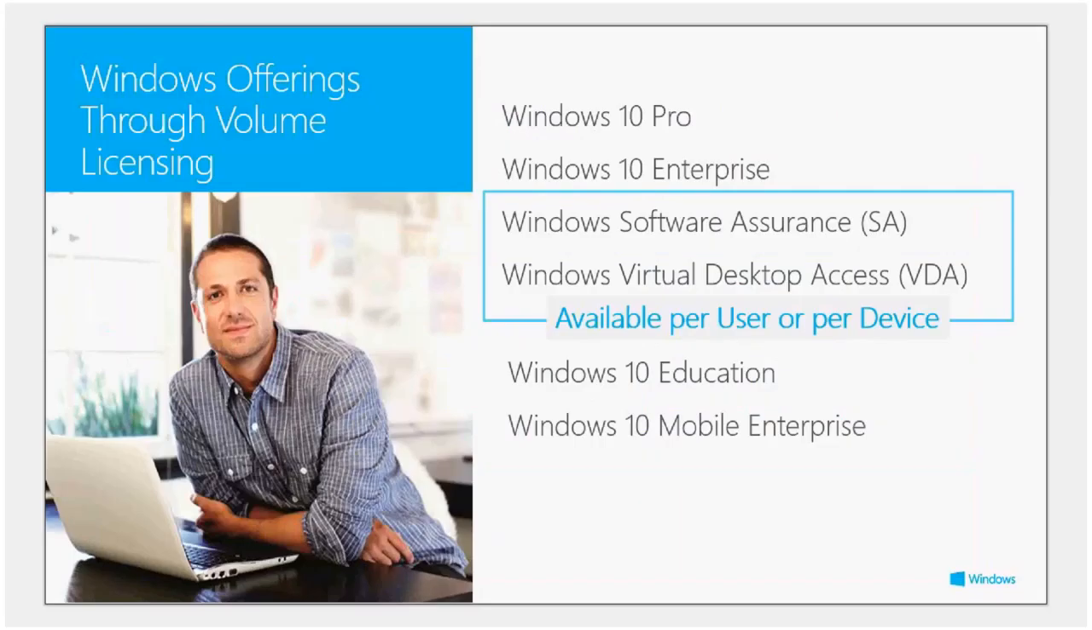So now we're going to talk about the volume licensing offers and what's available for customers through volume licensing. This should look pretty familiar to anyone who's worked in Windows 8. We continue to sell Pro and Enterprise. We sell software assurance and virtual desktop access. That's available per device or per user. And the new offers for Windows 10 are the Windows 10 Education and Windows 10 Mobile Enterprise. So I'm going to go ahead and dive into the details of each of these.